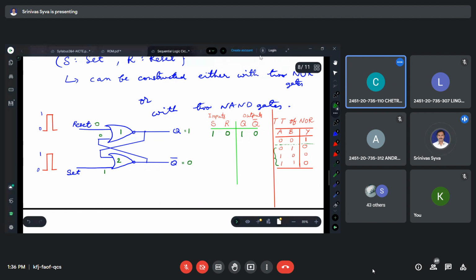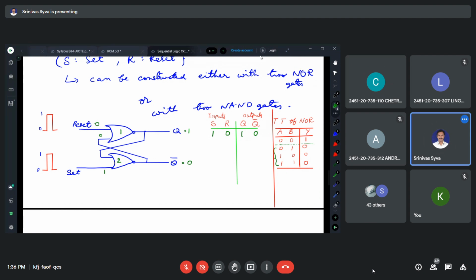Okay. See like this. So the first operation was described like this, the first combination. Okay. Next.